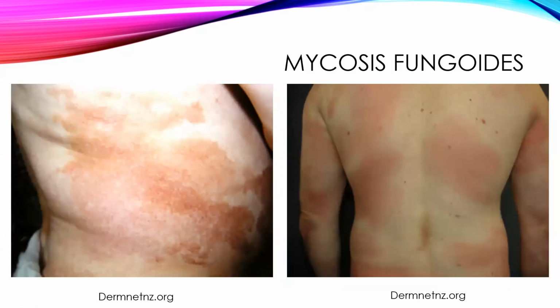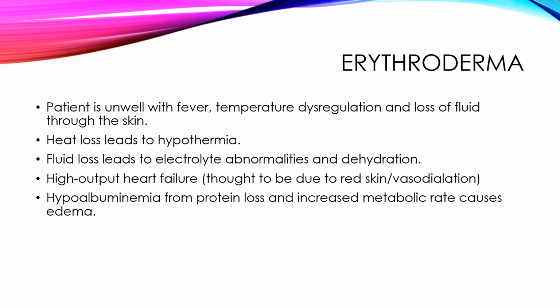Next is mycosis fungoides. Mycosis fungoides is described as poikilodermatous plaques, which means these red plaques you see on the left that have a vascular telangiectatic component to them. And then you can see that it often presents as these large plaques on the right, but it can involve over 90% of the body surface area, especially in a subtype called Sézary syndrome.